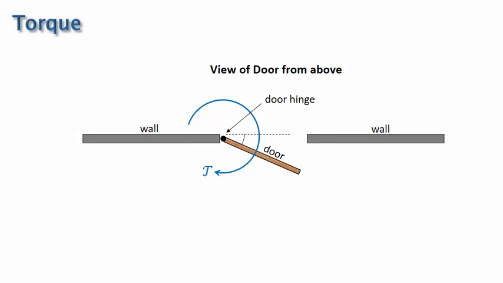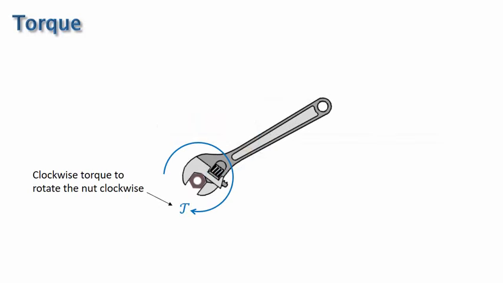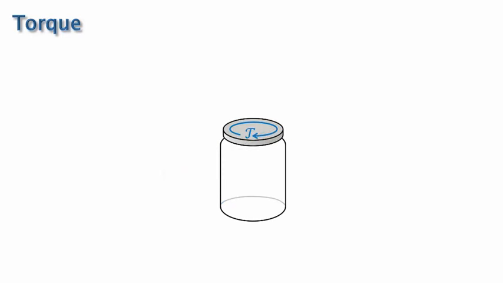But torques are actually produced by forces. For instance, the torque shown here on the door might be created by a force applied like this, or the torque on the wrench might be created by applying a force like this, or the torque on the jar lid might be created by a series of forces everywhere your hand touches the lid. As an example, here are 4 possible forces that may be creating this torque.